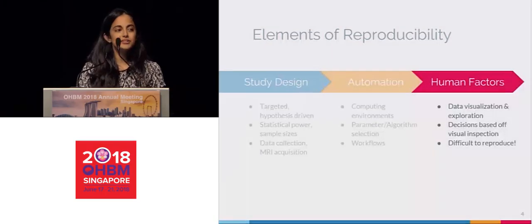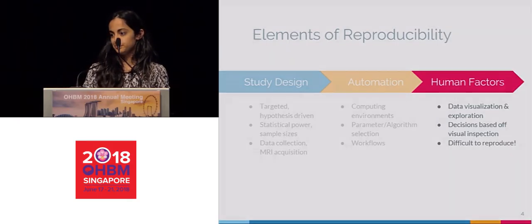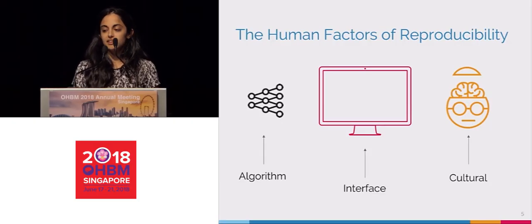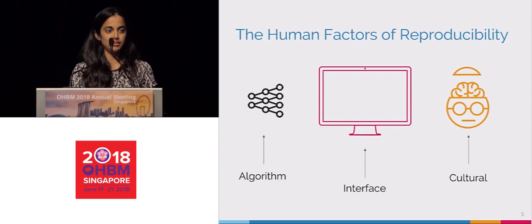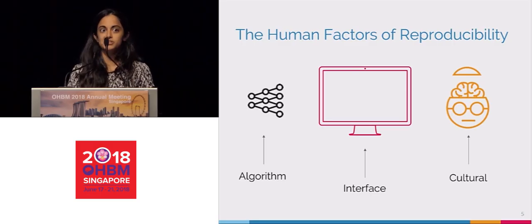But I think the most difficult part about reproducibility is the human factors aspect. So we're all visualizing data, we're all exploring our data, and we're all making decisions based off of visual inspection. And this is particularly difficult to reproduce. So when I think about the human factors of reproducibility, I think of the algorithms that we're developing, and most of the focus has been on algorithms when we think about our science. But we also have to think about the interface with which we interact with our algorithms, and then we also have to think about the cultural aspects of reproducibility.